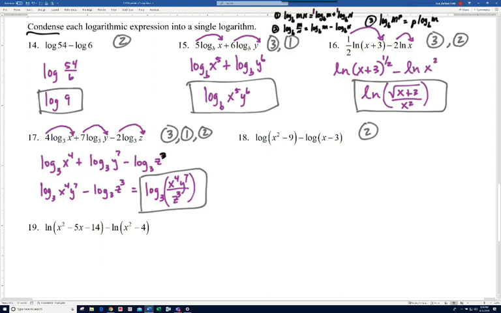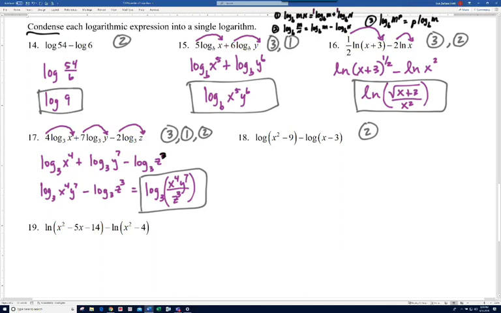We have the log of a product. Oops, let me change colors here. We have the log of a product. We have the log of a quotient. And we have the log of something to a power. Those are the only properties we have. We don't have anything for the log of a difference. And so you've got to be careful that you don't do something that we have no property for. These are the only 3 properties we have.